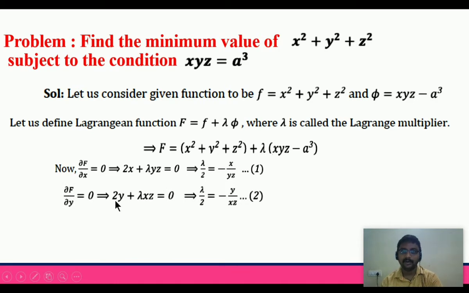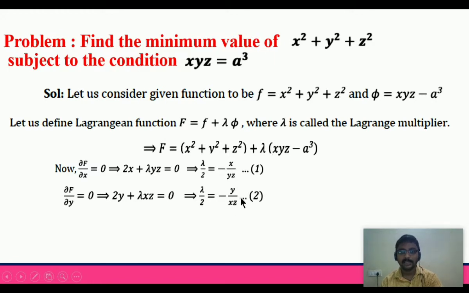So ∂f/∂y is obtained by differentiating f partially with respect to y, keeping x and z as constant. x² derivative is 0, y² derivative is 2y, plus z² derivative is 0, plus λ into xyz derivative is xz, and negative a³ derivative is 0, which is equated to 0. This gives the value of λ/2, that is λ/2 value is negative y by xz. Let it be equation 2.